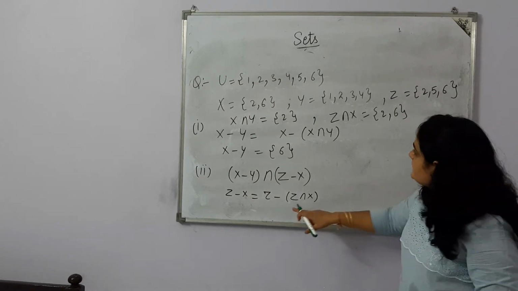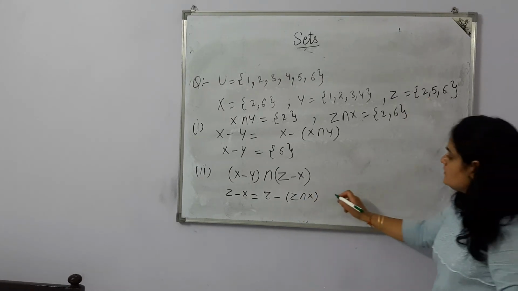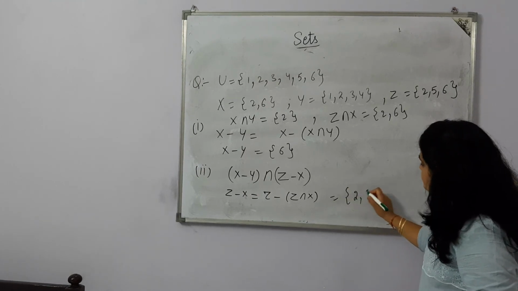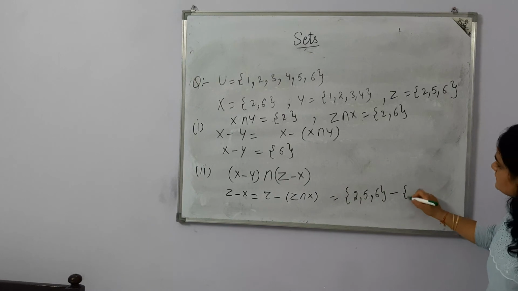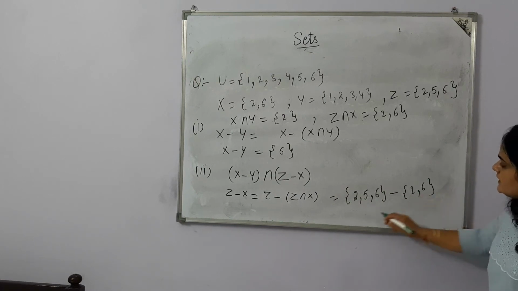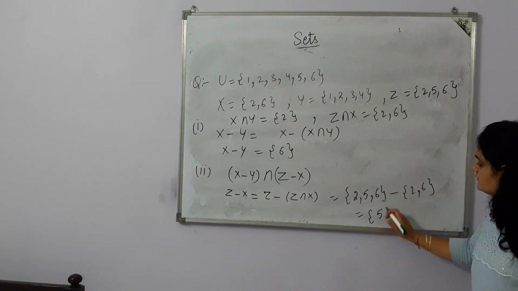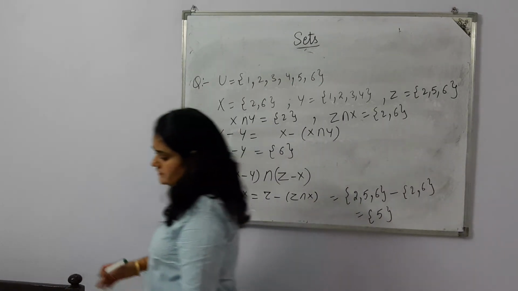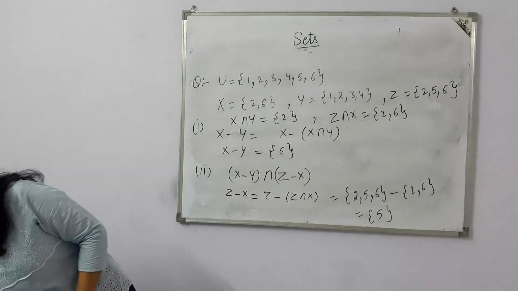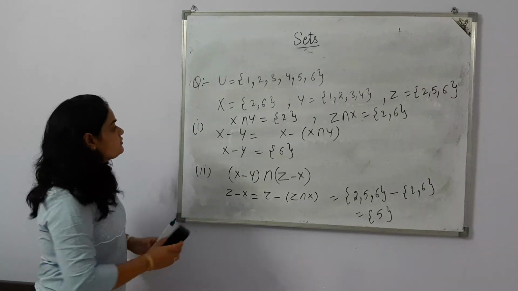So from Z, what is Z? It is 2, 5, 6. We have to subtract Z intersection X. Z intersection X is 2, 6. What we'll get is a set which contains one element, which is 5. So hope these types of questions are clear. Let's do one question of complement as well.